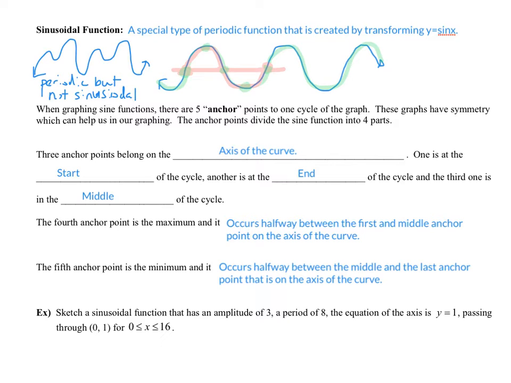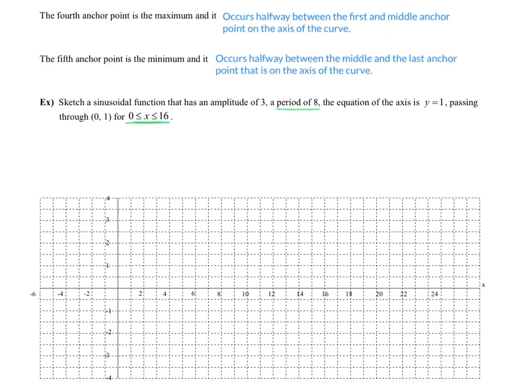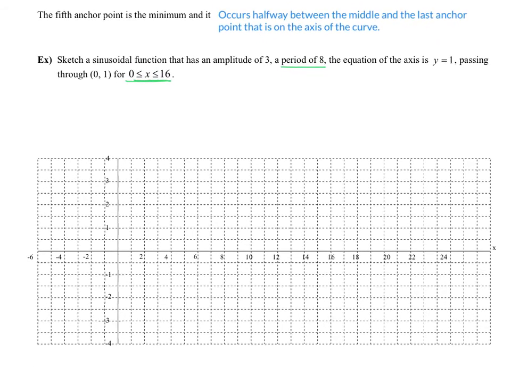So it's only telling us really in terms of the period to go for a total of 2 cycles here, because one period is 8, 2 periods together would be up to 16. So let's put this into play here. All right, so my first thing I'm going to do when I graph will be to figure out where the axis of the curve is, because that's where I'm going to put my first 3 anchor points. And the axis of the curve is the horizontal line y equals 1. So I'm just going to dot that in across here just to visually give me an idea of where that is. Okay, so that's the line y equals 1.